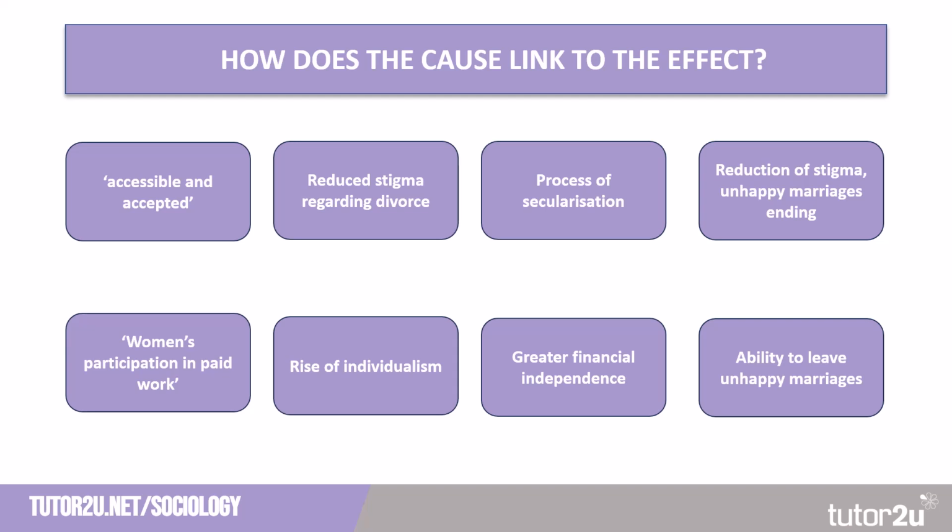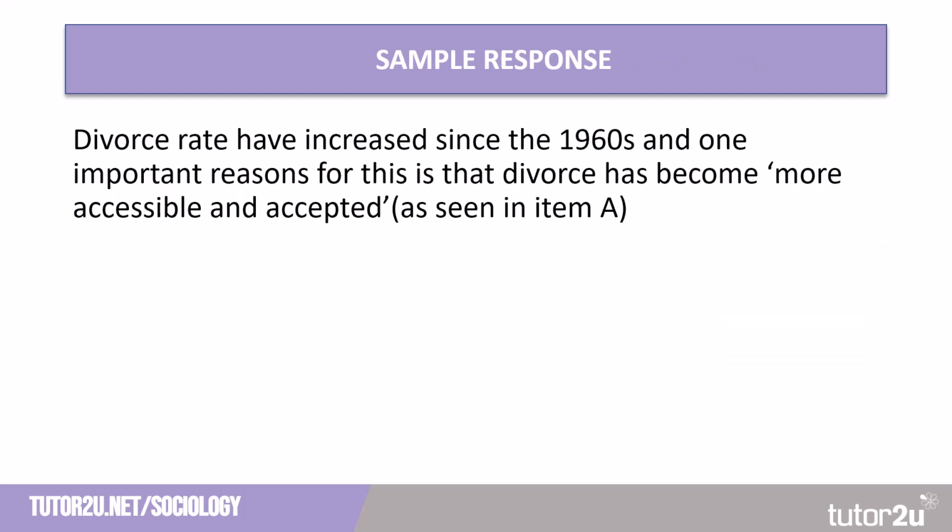And we can also link it into other concepts such as Giddens' ideas of individualism. But let's look at this in practice. So first of all, the student has suggested a way in which divorce rates have changed since the 1960s by saying divorce rates have increased since the 1960s, and one important reason for this is that divorce has become more accessible and accepted, as seen in item A. So they've made their item hook link and they've explained that there is a reason.